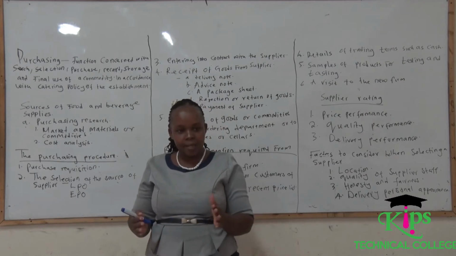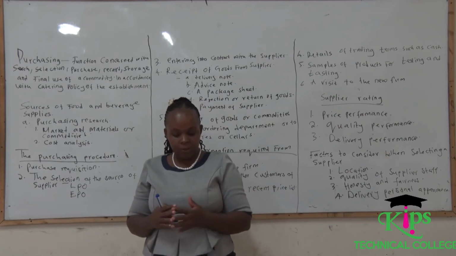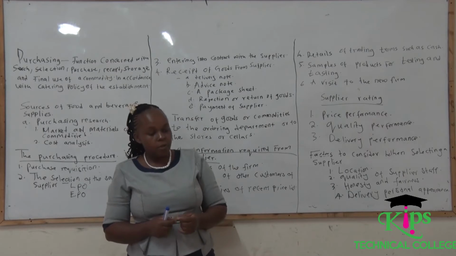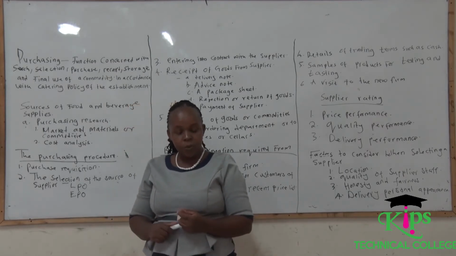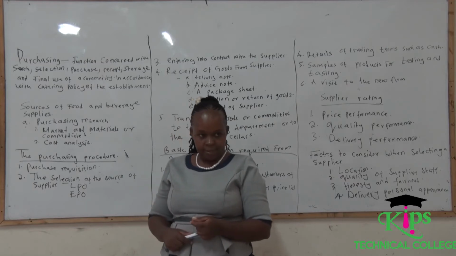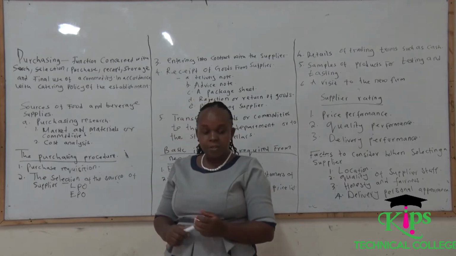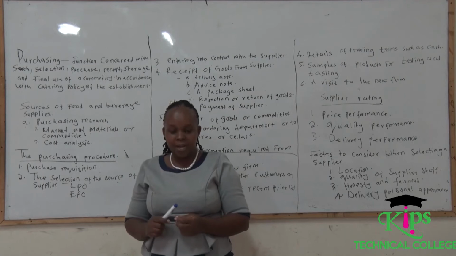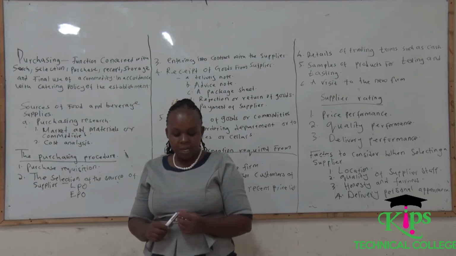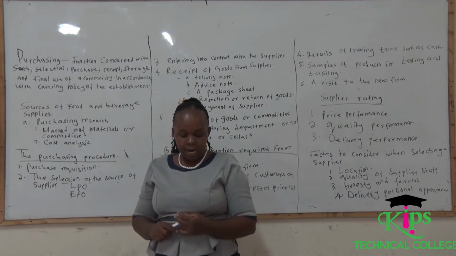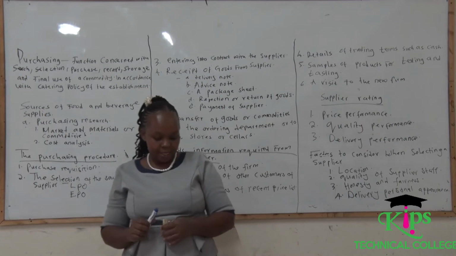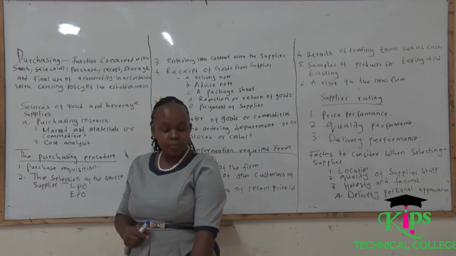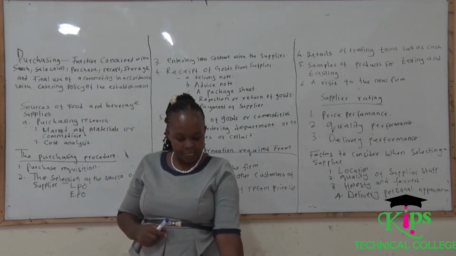After selecting that supplier, now you need to enter into a contract with the supplier. And also, ensure goods delivered are correct in quality, quantity, and prices. Number five, ensure items are transferred to the ordering department or correctly stored and later issued. And number six, follow up with the user department to ensure the goods were satisfactory. So those are the responsibilities of a purchasing officer.